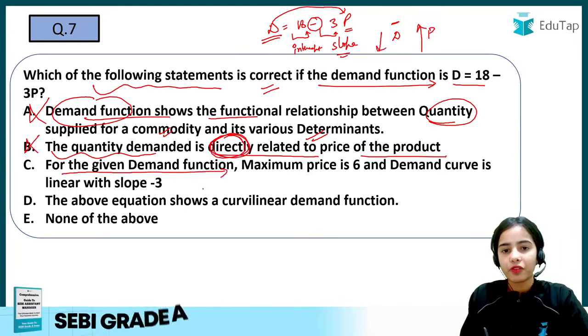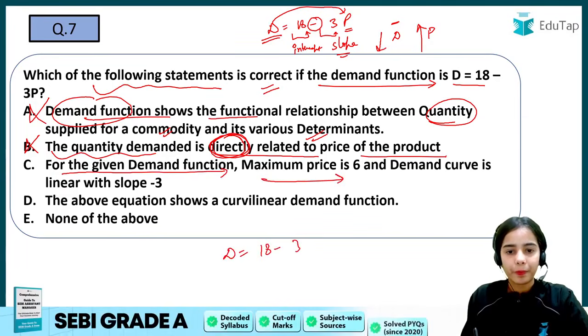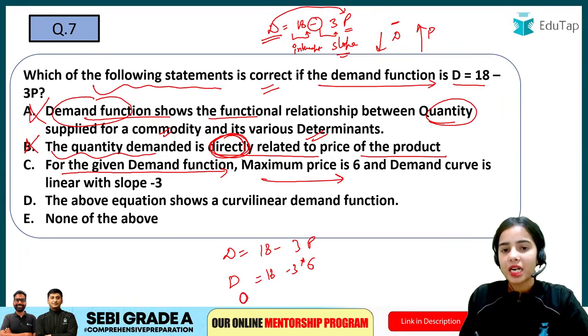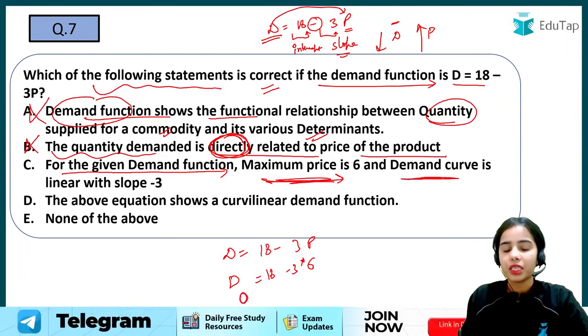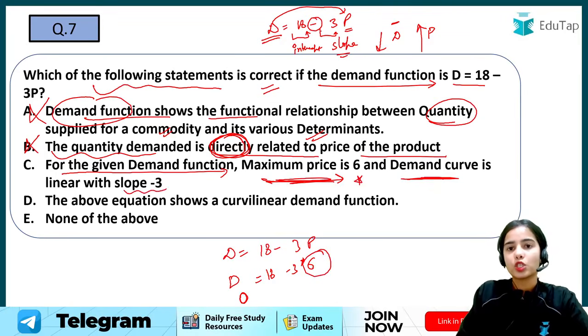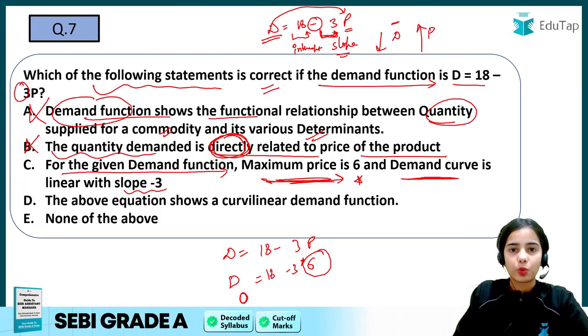For the given demand function, is the maximum price 6? So let's say this is your demand. When the price is 6, then your demand is 0. So yes, at the maximum price, the demand will be 0. So yes, the maximum price is 6, and the demand curve has the slope minus 3. So yes, the slope of the demand curve is minus 3. Okay, so that is the slope.